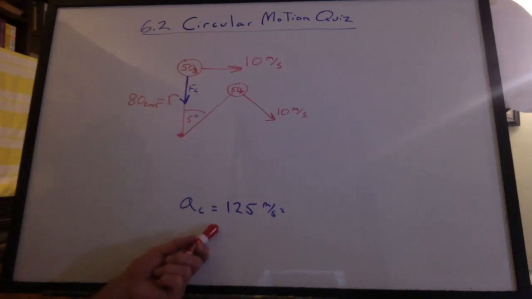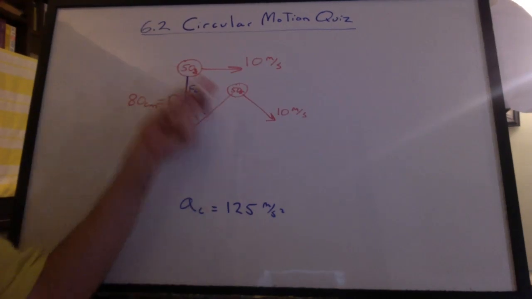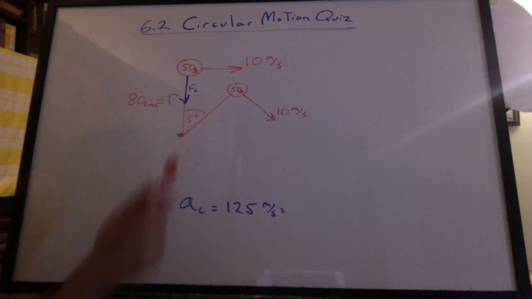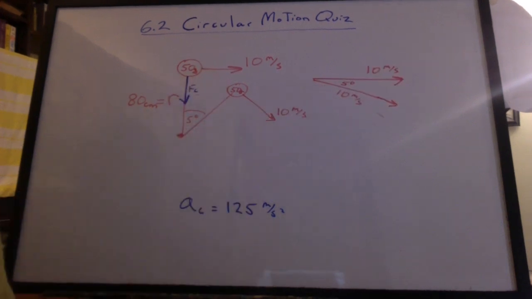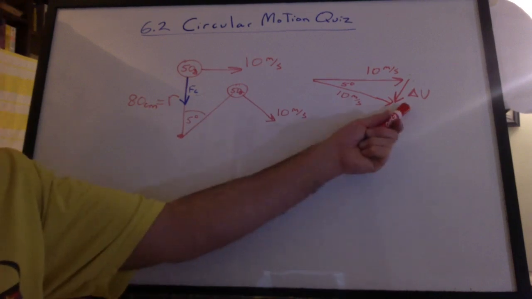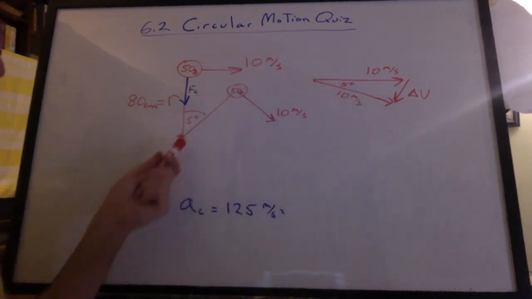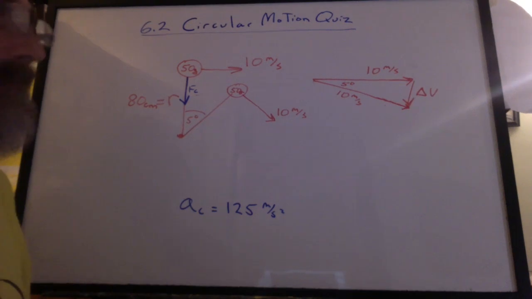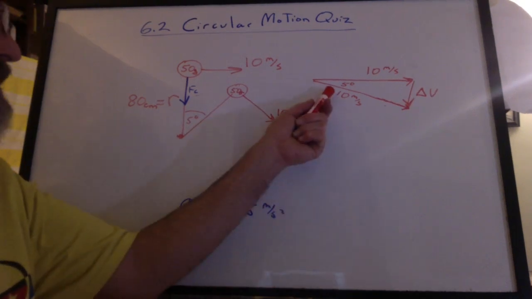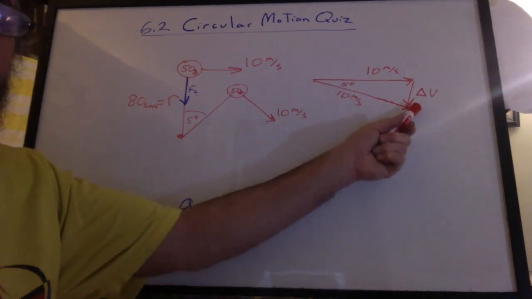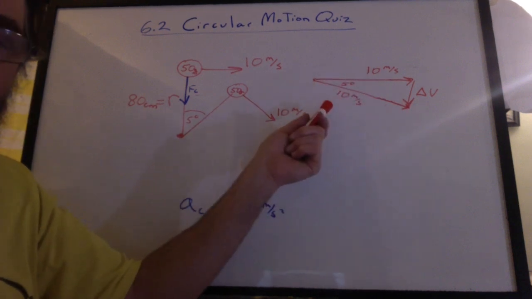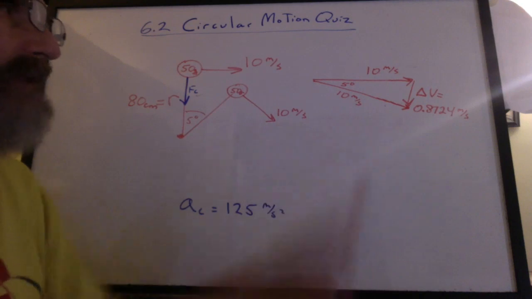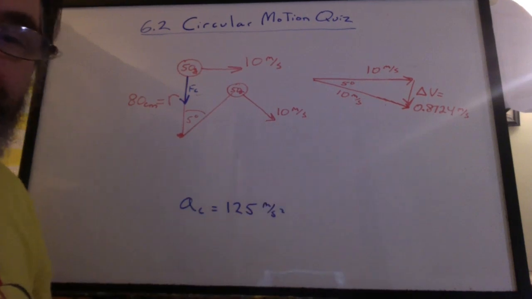Just to prove this, let's see what happens when the object rotates 5 degrees. We put these two velocity vectors tail to tail, and then we can see that the change in velocity is towards the center. Now, if we say that's 5 degrees, we can calculate the change in velocity just using trigonometry. This is an isosceles triangle. We get 0.8724 meters per second.